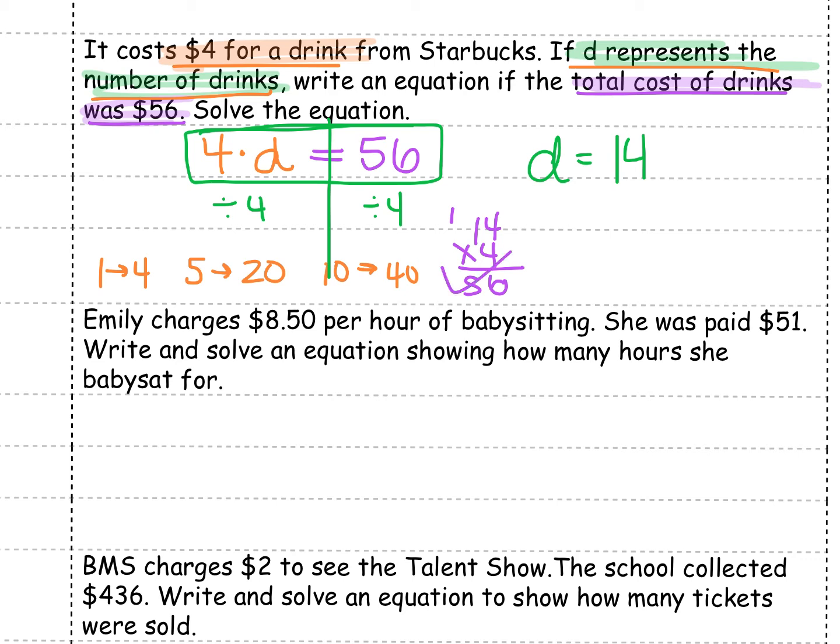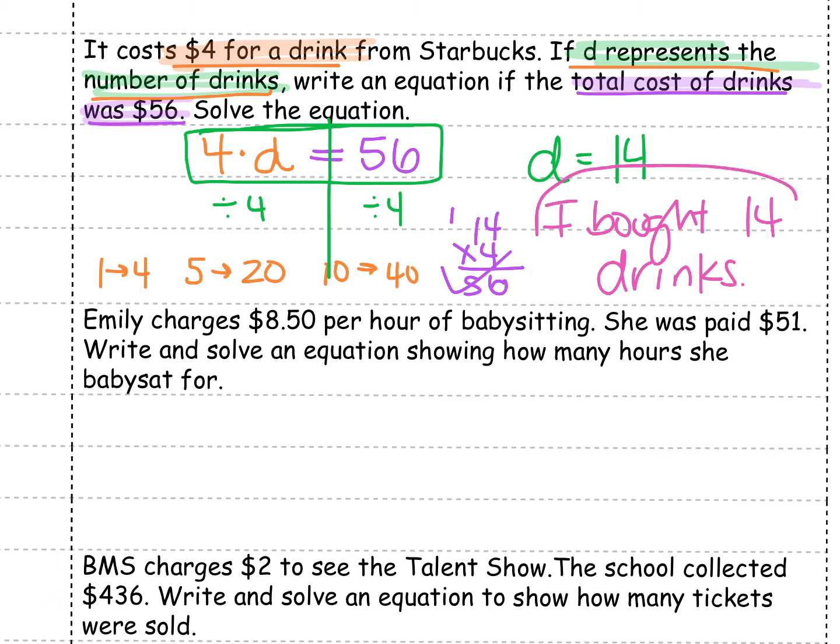And anytime we have a word problem, we write our answer in a sentence. D equals 14, it's how many drinks I bought. I bought 14 drinks. So I have my answer in a sentence, I've checked my work, and I have my solution.